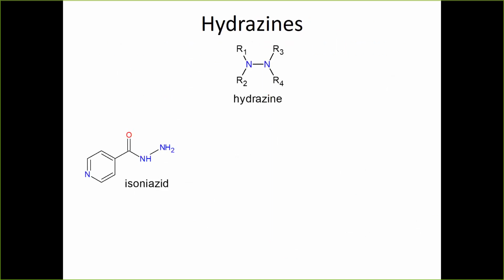Isoniazid is actually a prodrug. It has to be activated by a mycobacterial enzyme called CatG, and it forms an acyl radical that can bind to another enzyme called InhA. The mycobacteria use that enzyme to synthesize their cell walls, forming a compound called mycolic acid. And so what this does then is block that synthesis.